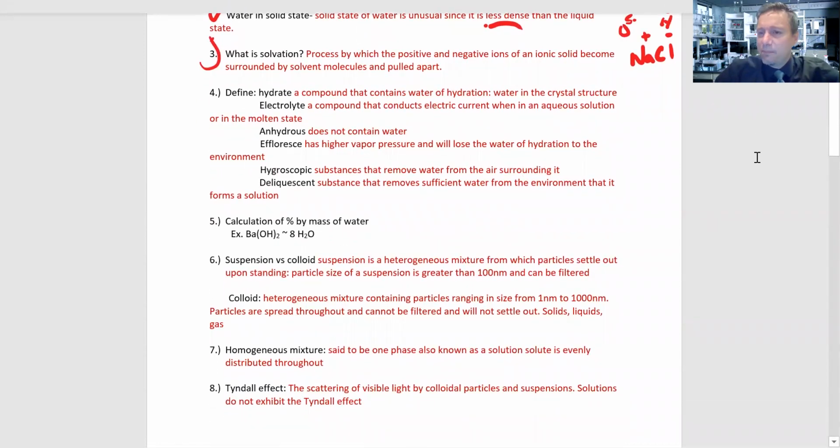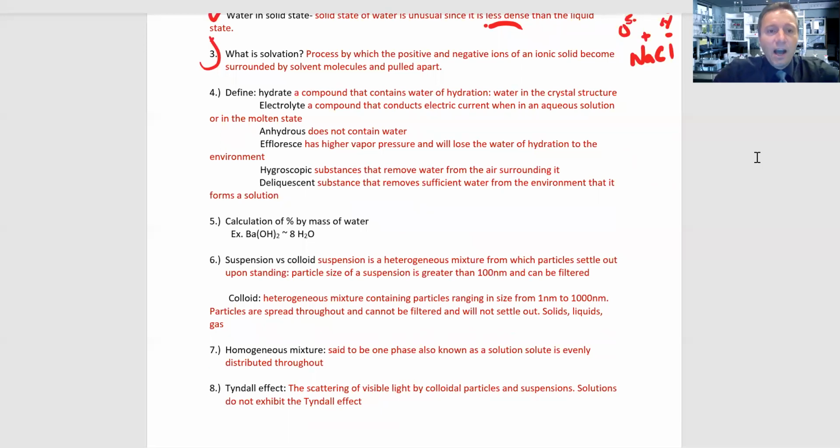Number 4. Hydrate. Here's a bunch of terms, so please make sure you understand the terms and be able to apply those terms as well as solving. And that's what we're going to do at the very end of this. There is a number of solving problems that we're going to look at together. So let's do some definitions and just filling in some basic definitions.